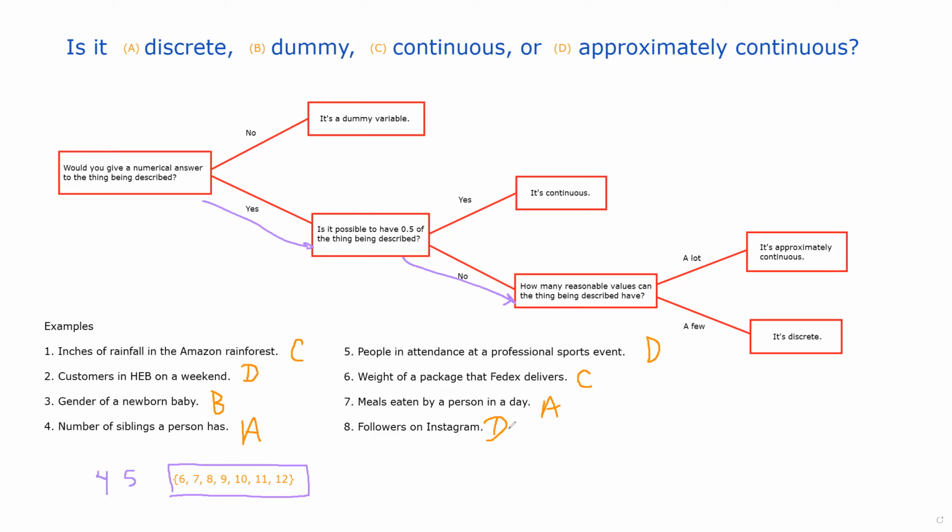I can count all these numbers on both hands. And so for that reason, I would say there's only a few. And for that reason, it's discrete. Okay, let's back up a bit. Oops, backed up too much. Okay, let's look at the next one.